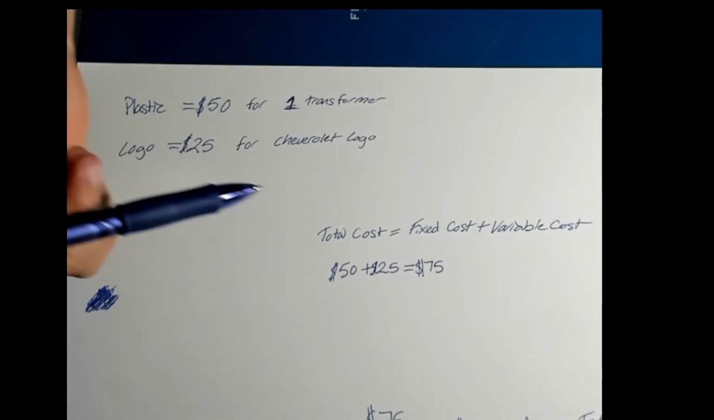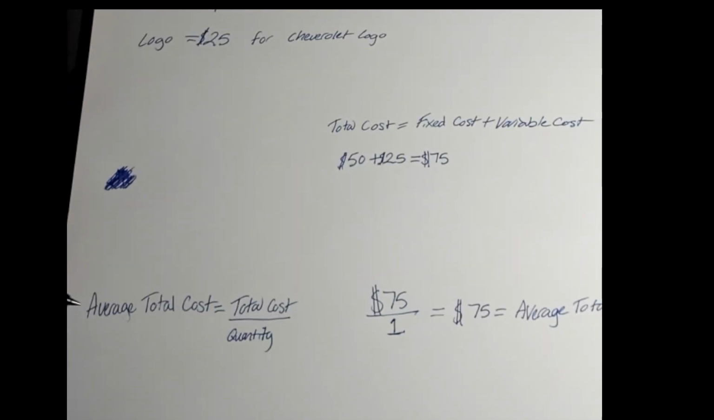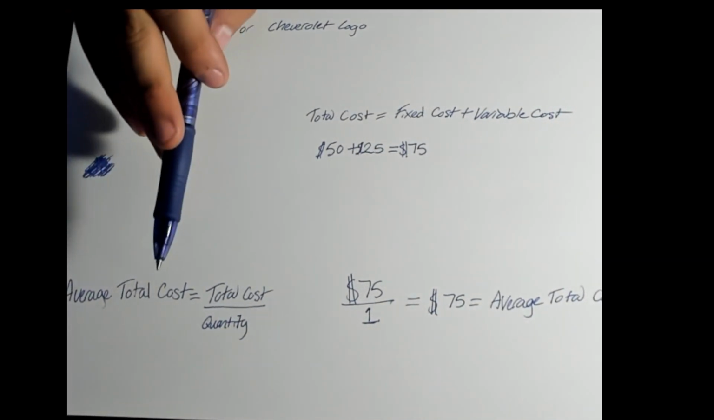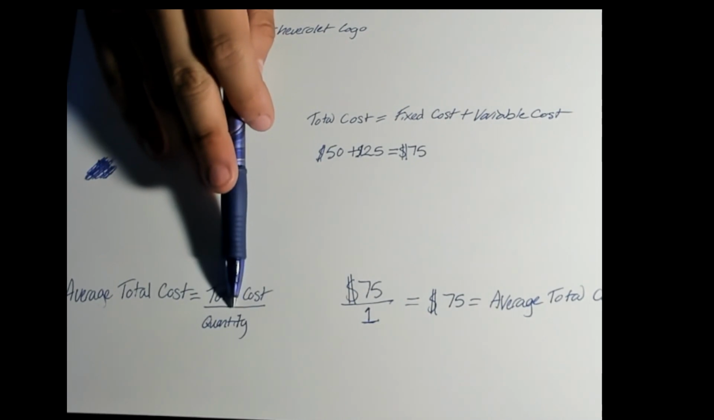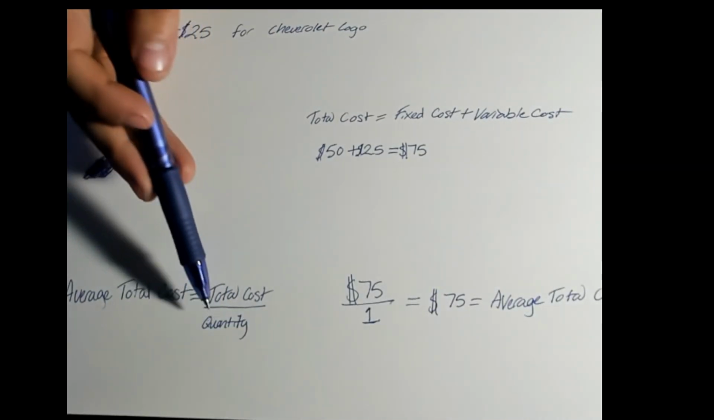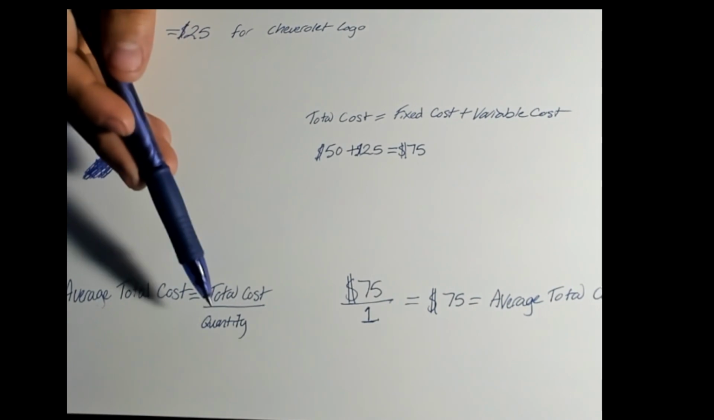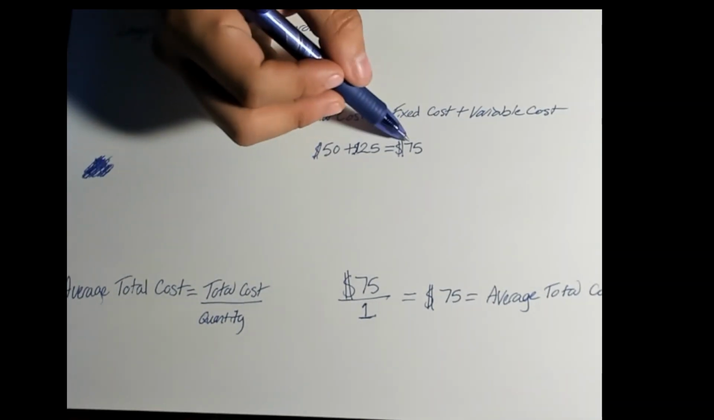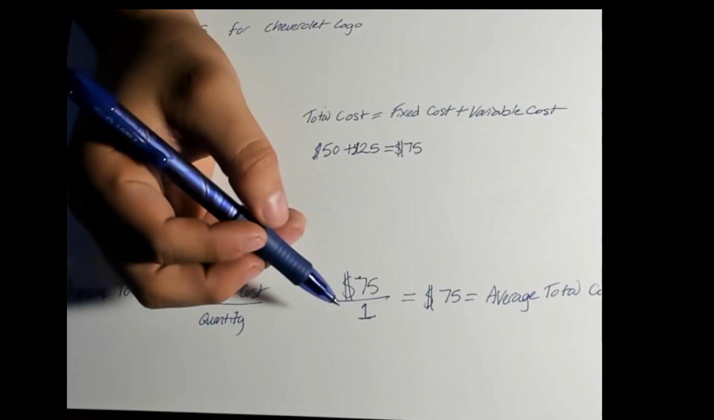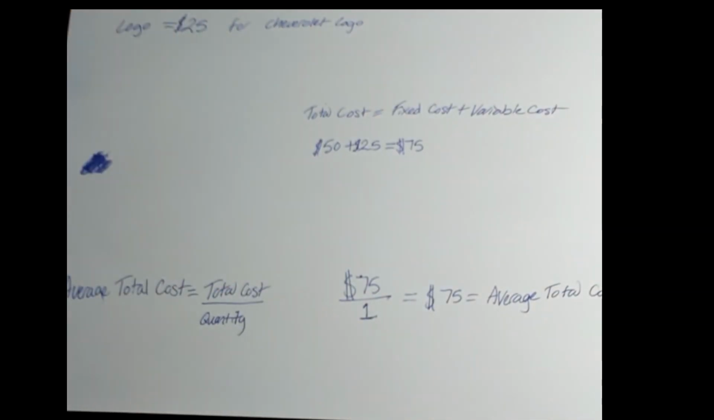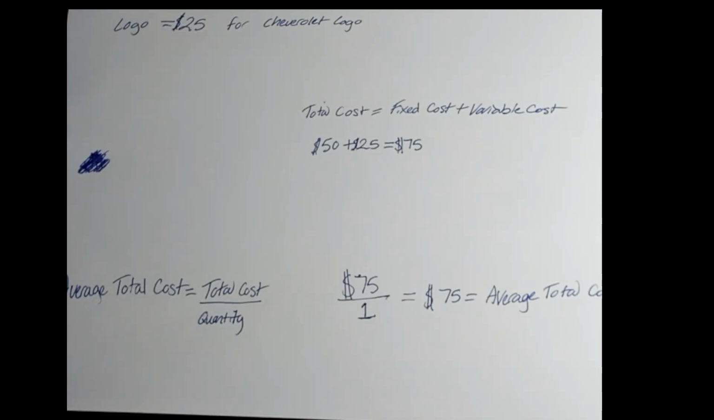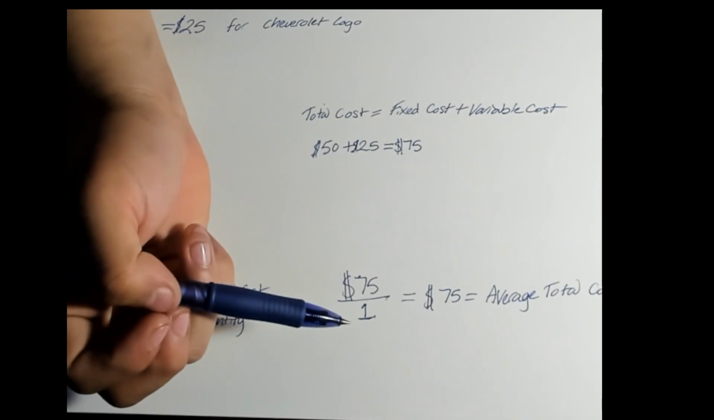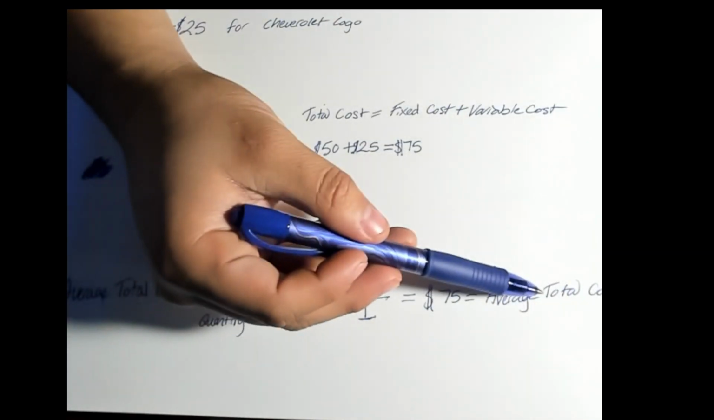And using the total cost, we can find average total cost. Average total cost is total cost divided by quantity. Since we already know total cost is $75, we put that in the numerator, and the denominator would be 1, since we're just making one transformer. So 75 divided by 1 would equal 75, which would be our average total cost.